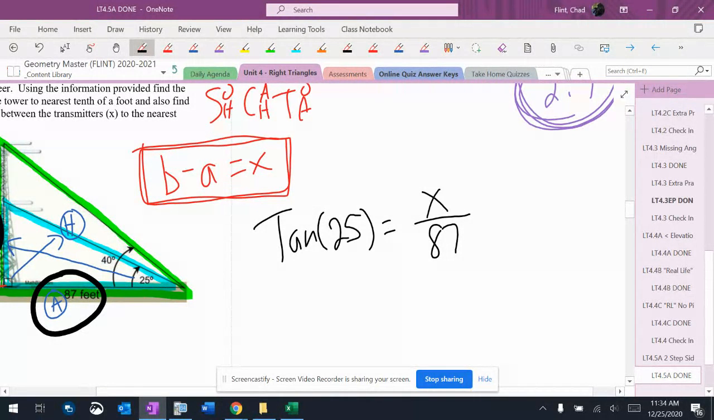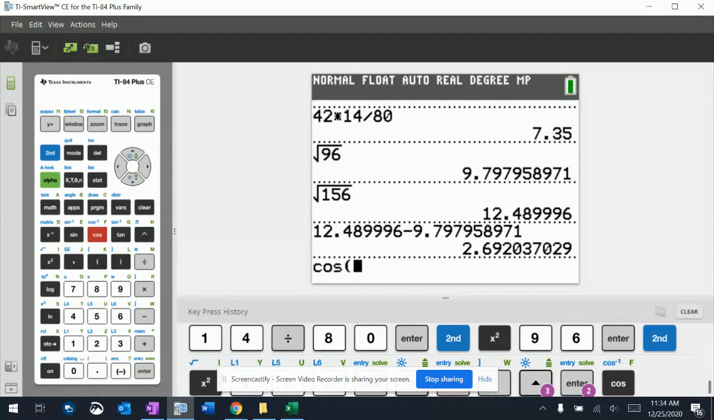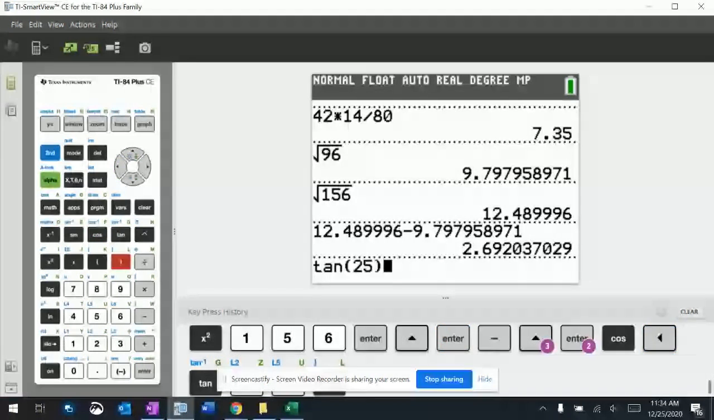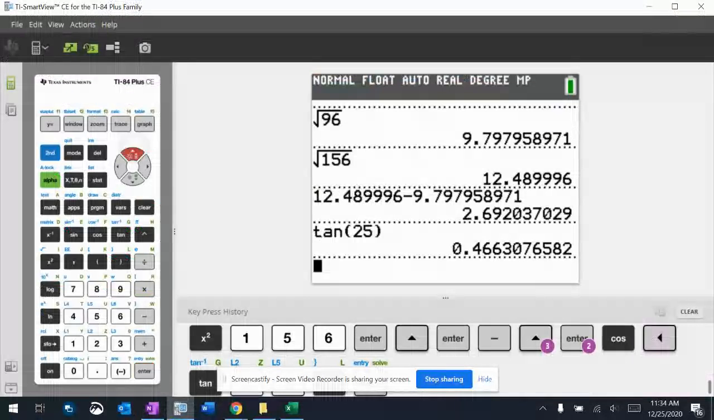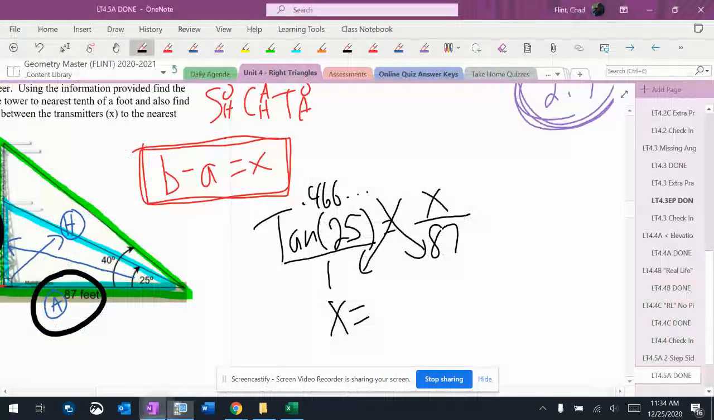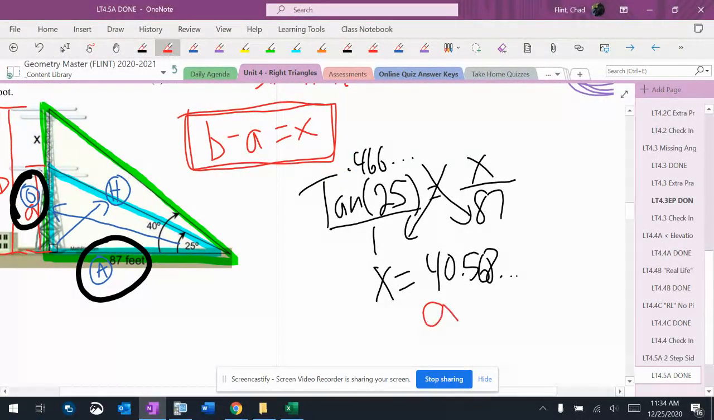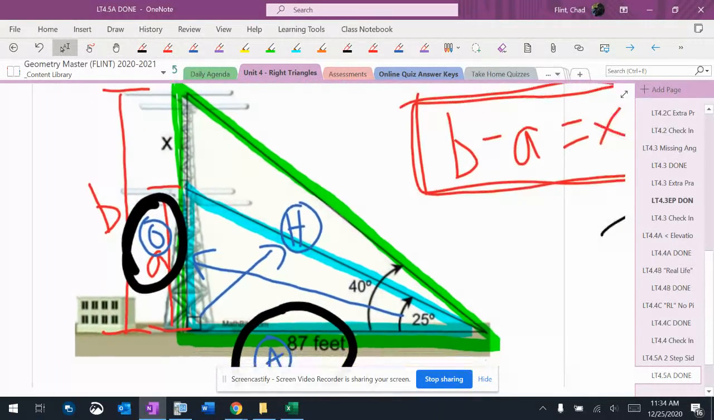I do not know the opposite side. Since I know the angle, I'm going to put it over 1. I'm going to get tangent 25. It's going to give me 0.466. When I cross multiply, I'm going to get x equals 40.568. So that's going to give me, and that was my A side. So that's A. Now to get B, I got to use the green triangle.